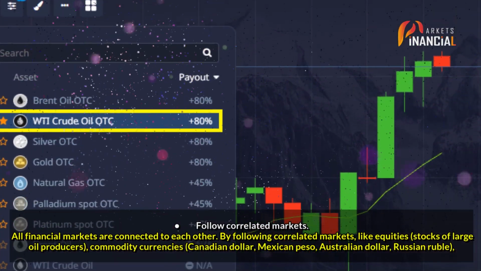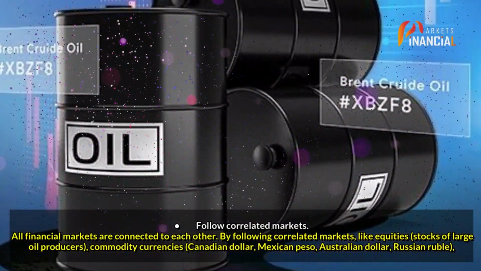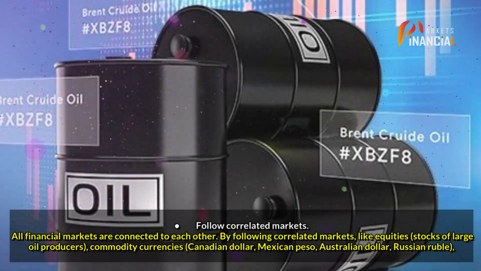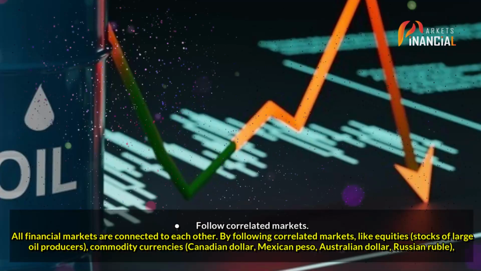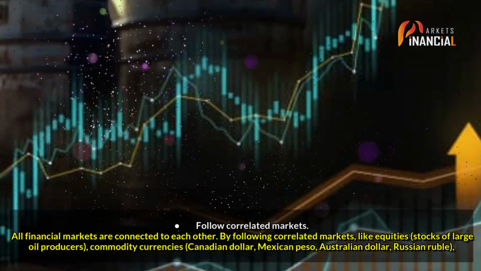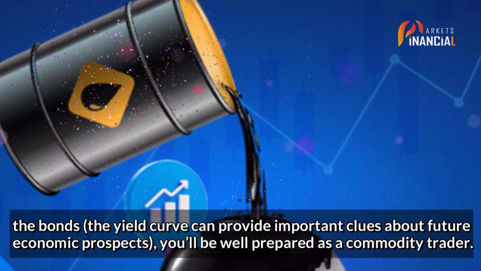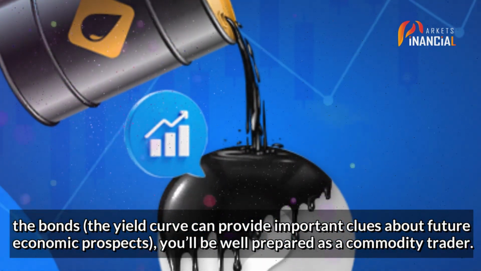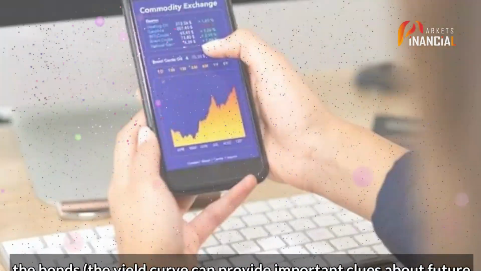Follow correlated markets. All financial markets are connected to each other. By following correlated markets, like equities, stocks of large oil producers, commodity currencies, Canadian dollar, Mexican peso, Australian dollar, Russian ruble, the bonds, the yield curve can provide important clues about future economic prospects. You'll be well prepared as a commodity trader.